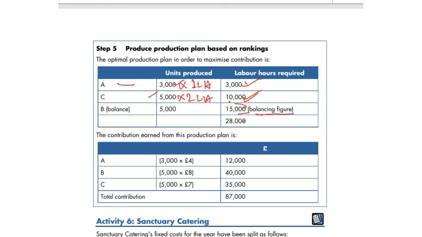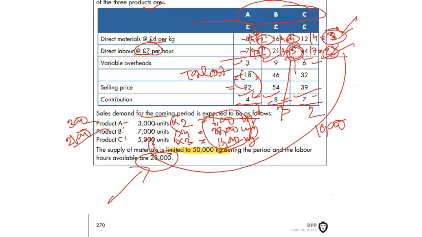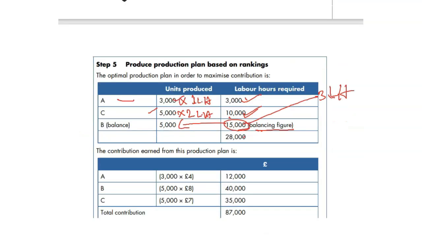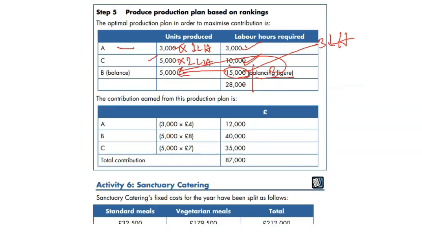Of this 15,000, how many units of B can you produce? They said 5,000. How do you know it? To produce each unit of B, you need 3 labor hours. We have calculated here, 21 divided by 7, so you get 3. And thus 15,000 divided by 3, you're going to get 5,000. So that is your production plan.